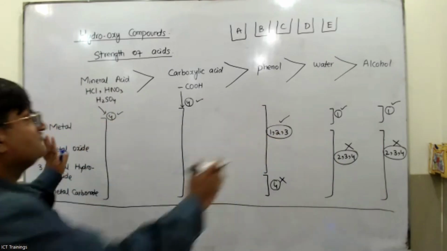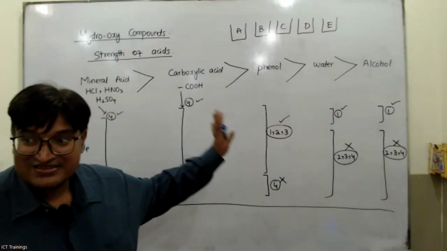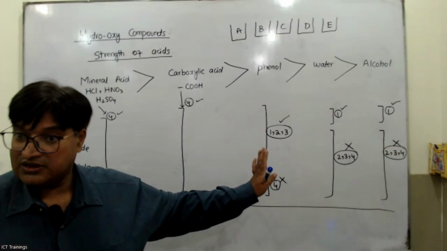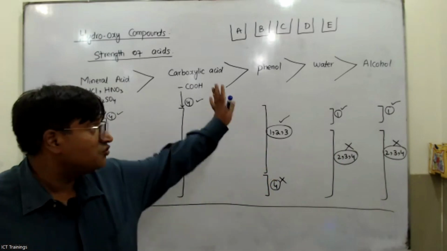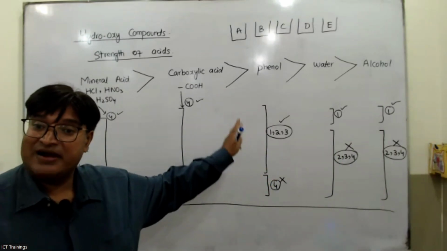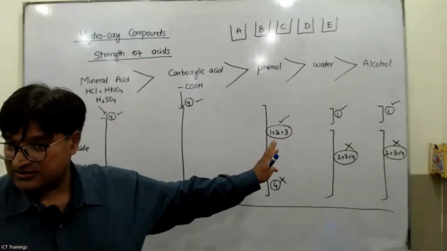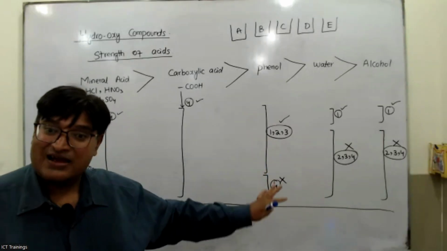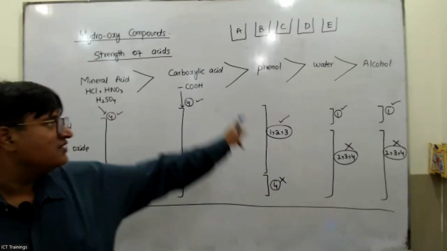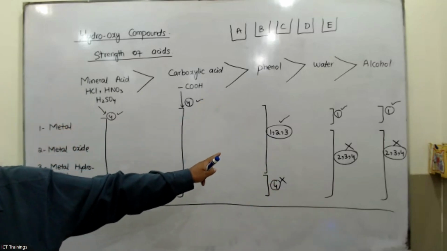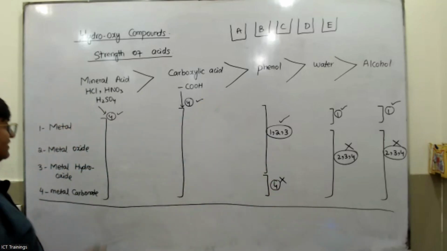So this thing looks very simple, but this thing is very important. Keep remembering that. Phenol could only react with metal, metal oxide, and metal hydroxide. If you have any metal carbonate like sodium carbonate, phenol is unable to react with it. Anyways, let's start.